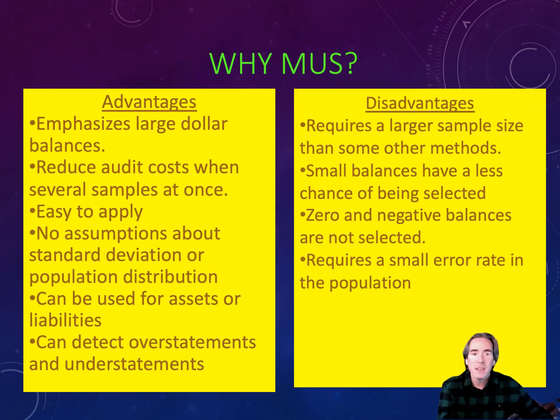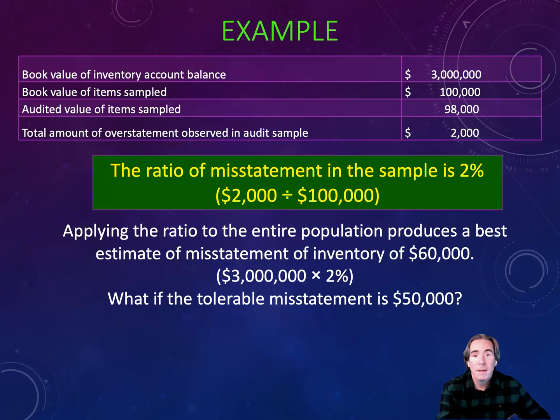There's a lot of advantages and disadvantages, and that list is provided for you on Canvas as well. But essentially, it's great for testing overstatement because it's a probability proportionate to size methodology, meaning larger accounts are more likely to be selected. So if the client overstates an account, that actually increases the chance that it will be selected and audited. And so let's look at an example to see if this helps us.